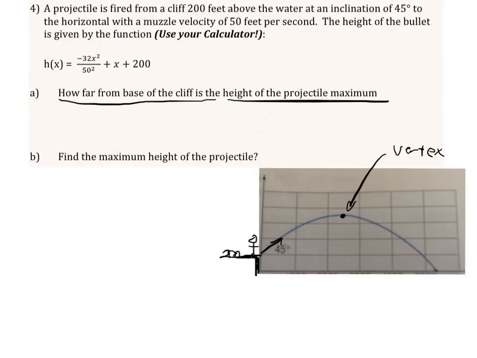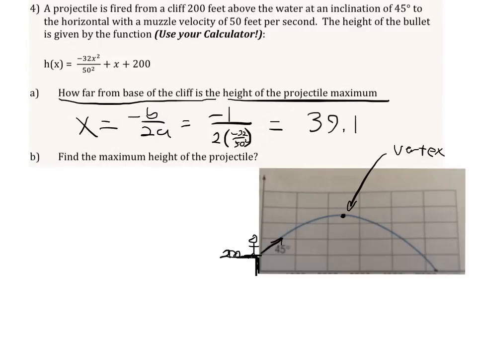Well, that would be the x of your vertex, or negative b over 2a, which equals negative 1 over 2 times negative 32 over 50 squared. Okay, so once you evaluate this, you can use your calculator just fine. You get x equals 39.1 feet. So this distance from the cliff is almost 40 feet, 39 feet.